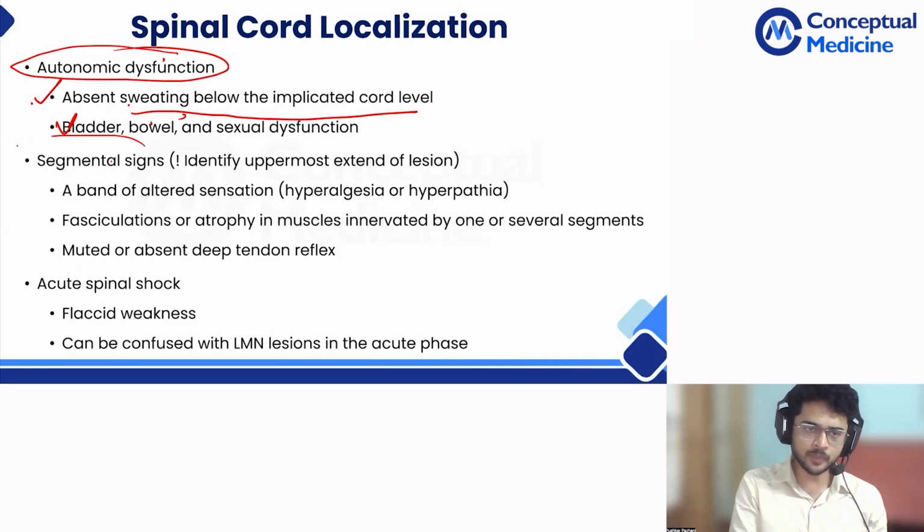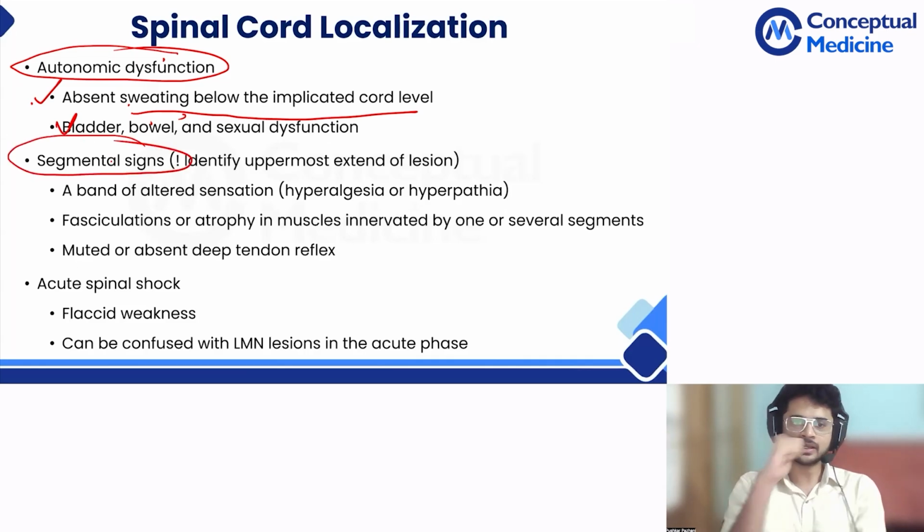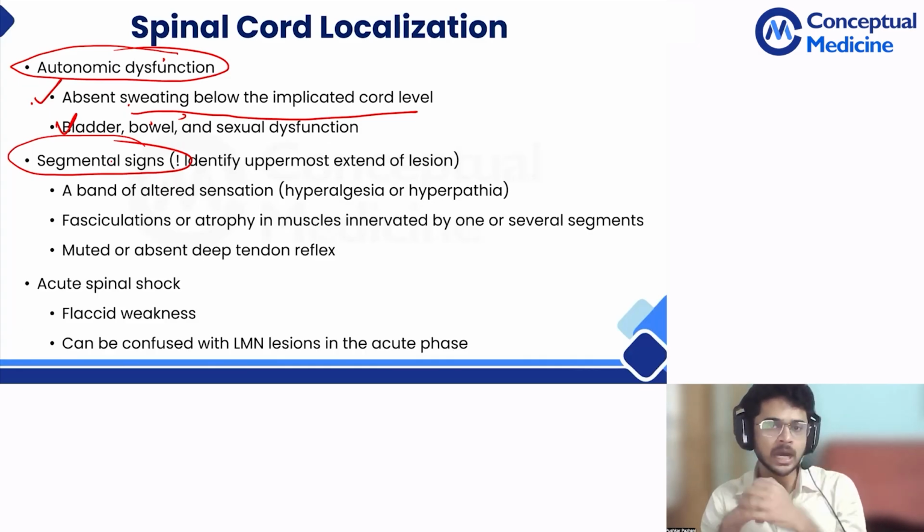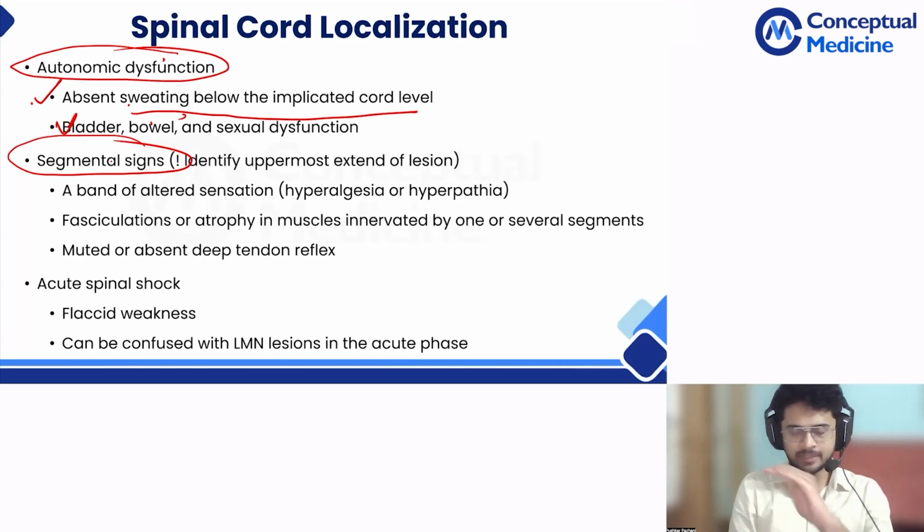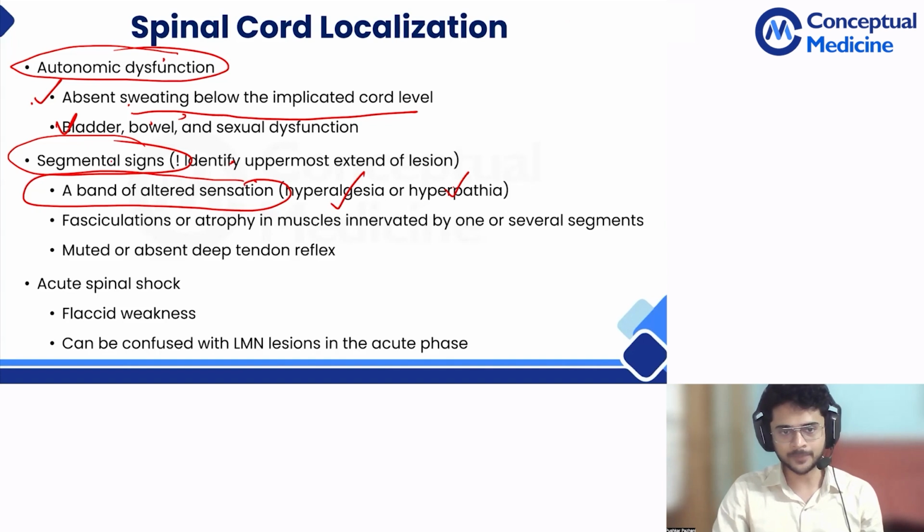And another very important thing that you have to closely look for is segmental signs. Segmental signs are basically signs that are present at a particular spinal cord level that tells us that might be the upper limit of extent. Regarding the segmental sensory signs, at the particular area of the level, there will be a band of altered sensation, in the form of hyperalgesia or hyperpathia.